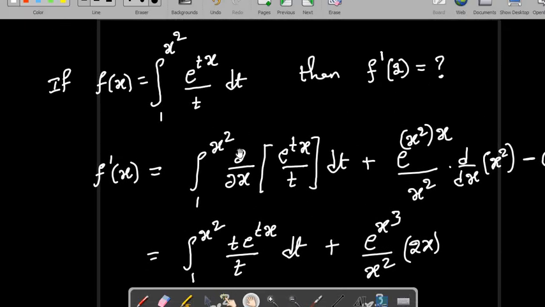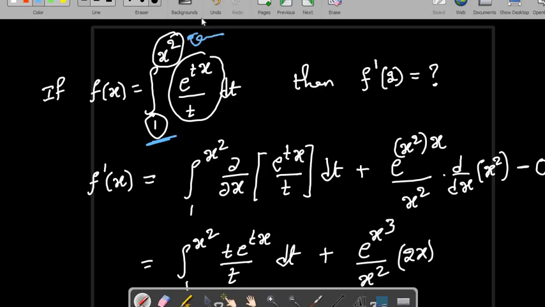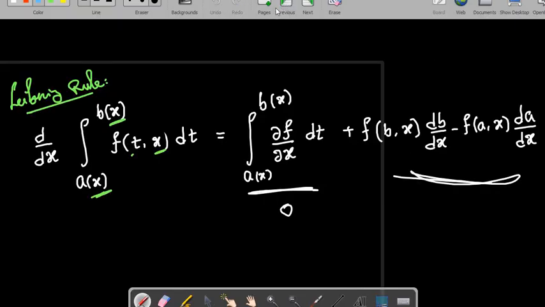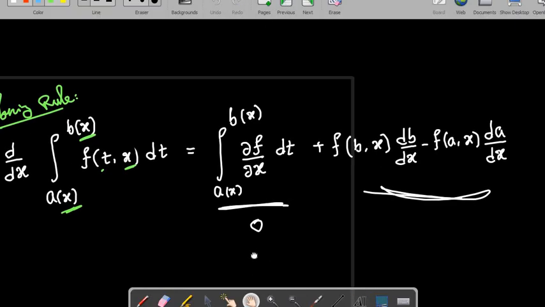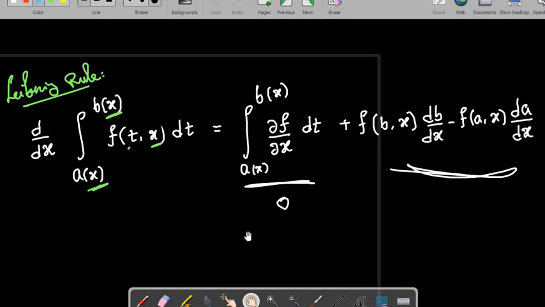So I hope you understand this problem. Here you can see this one is a function of t comma x and this is a function of x, but this is a constant. Sometimes you may have a function of x here and a constant there. So depending upon the problem, you need to proceed. But I hope you can understand this formula, right? If you keep this formula in mind, then any problem of this type can be done.